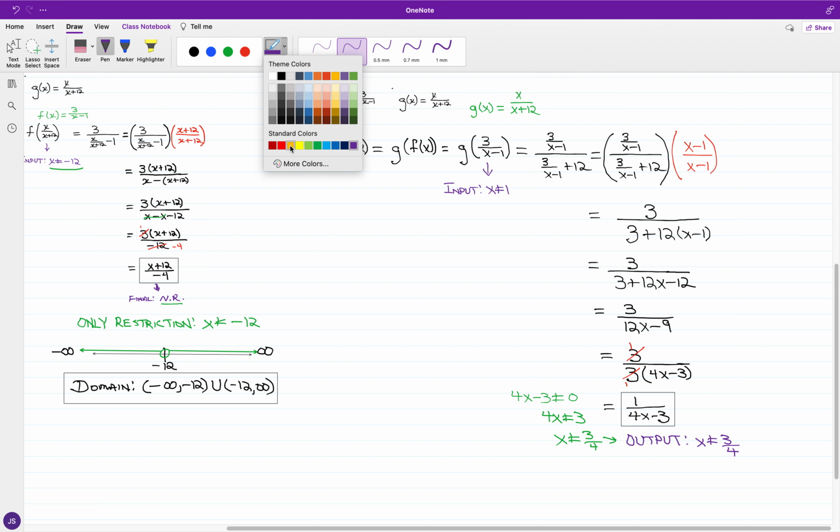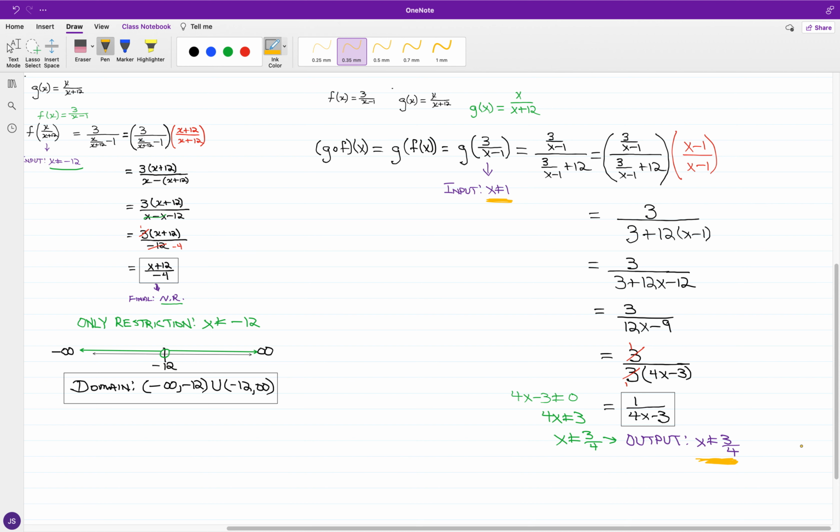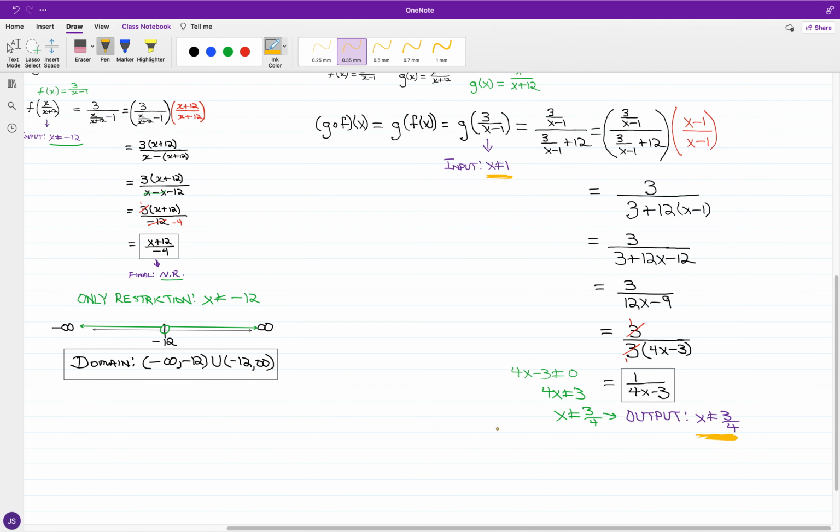And for the overall picture, again, just looking at combining the restrictions. We had that x could not be 1 from the input, and for the output we had that x cannot be 3/4. So in the case of the restrictions, we have that x cannot be 3/4 and x cannot be 1.